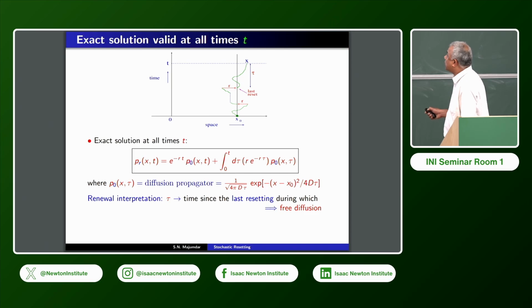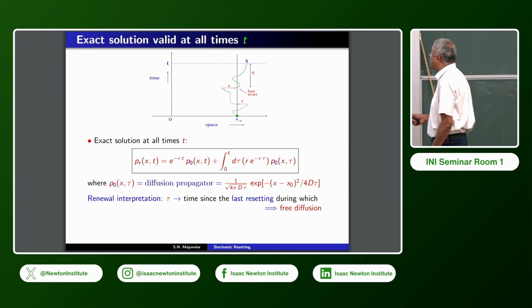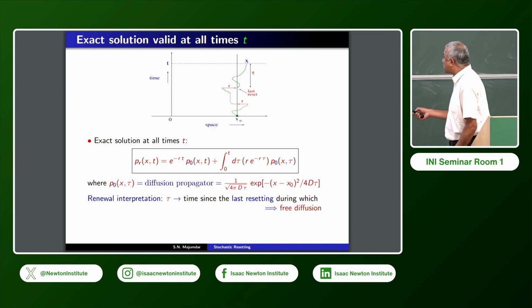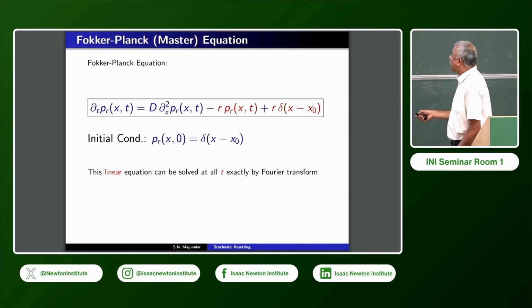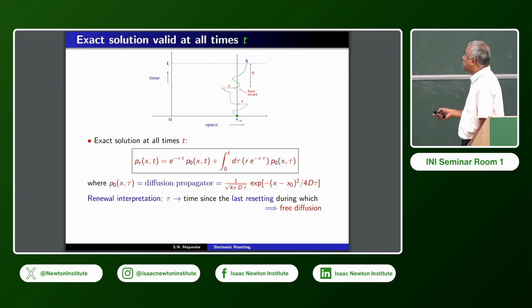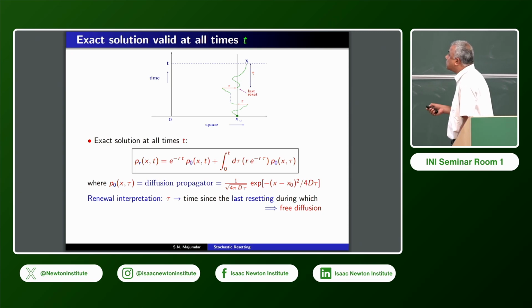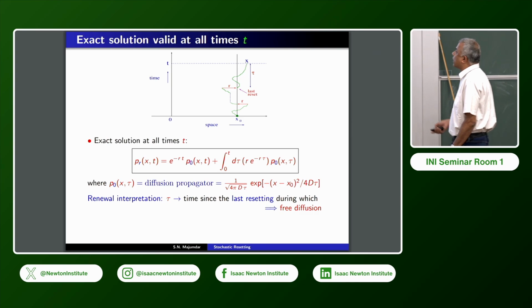And what is the probability that the last resetting occurs between tau and tau plus d tau? That is just e to the power minus r tau, the probability that there is no resetting, followed by one resetting event in this time tau to tau plus d tau, which is r d tau. And then this tau can be anything from 0 to t, and so you have to integrate over this. So that's it. This is a very, very simple solution, and you can check explicitly that it satisfies the Fokker-Planck equation that I wrote down. So this is the exact solution at any time. But the nice thing is this renewal interpretation, which should be generalizable to other processes, which I'll come back to later.